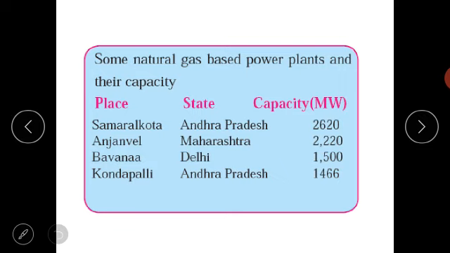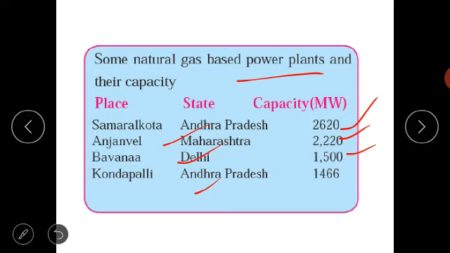Some natural gas based power plants and their capacity in India. First is Samalkota in Andhra Pradesh, and the capacity of the plant is 2620 megawatts. Next is Anjanwel in Maharashtra, and it has a capacity of 2220 megawatts. Third is Bawana in Delhi, and it has a capacity of 1500 megawatts. Fourth is Kondapalli in Andhra Pradesh, and it has a capacity of 1466 megawatts.